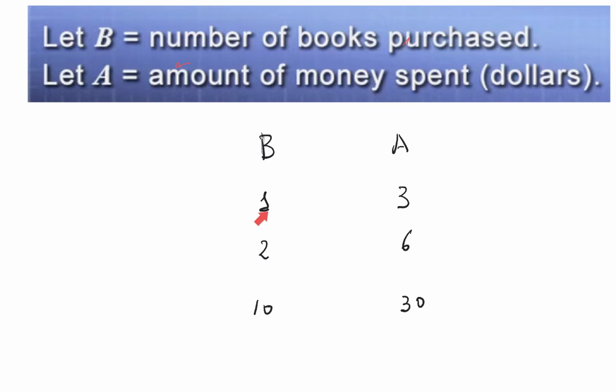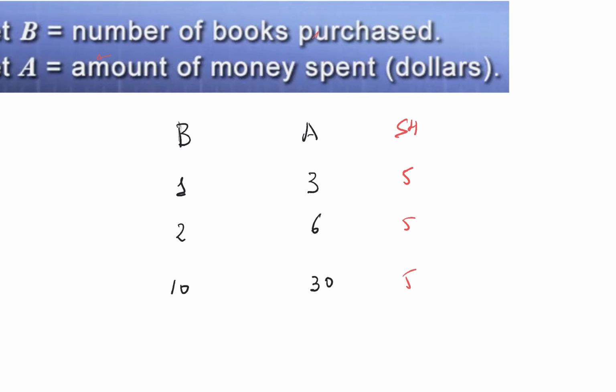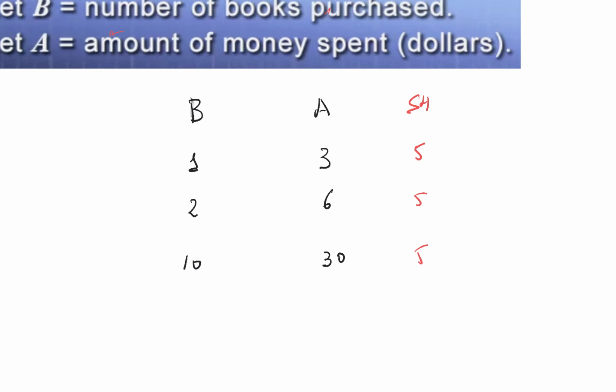If you sell one book, the amount of money that is spent is $3. If you sell 2 books, it's $6. If you sell 10 books, it's $30. But now comes the shipping. The shipping is always $5. So the equation says that the amount of money that you spend will be the price that you will pay for the books.